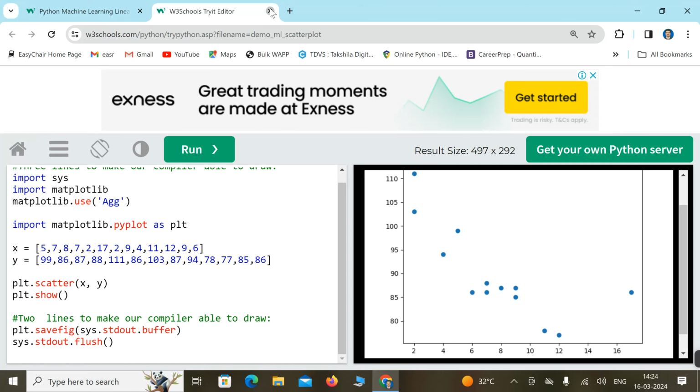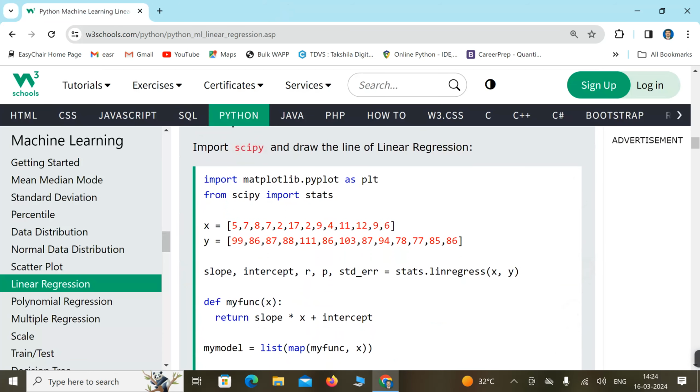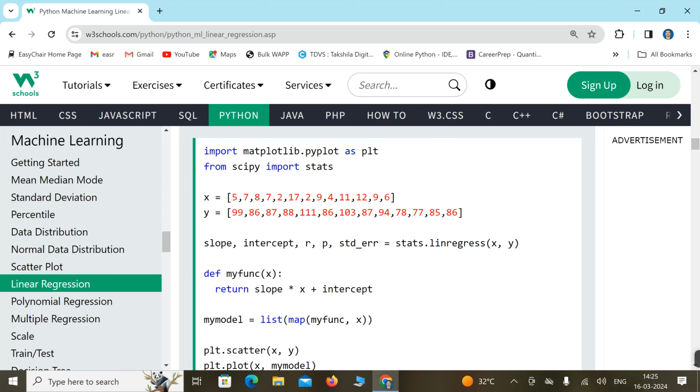Okay, so let's see here. Let us import scipy for linear regression. We are importing scipy with the abbreviation stats. So scipy will be used wherever we use stats, and matplotlib.pyplot as plt. So plt always represents matplotlib.pyplot. So here x and y are the data set which we have taken. Then this is actually taken from SciPy.